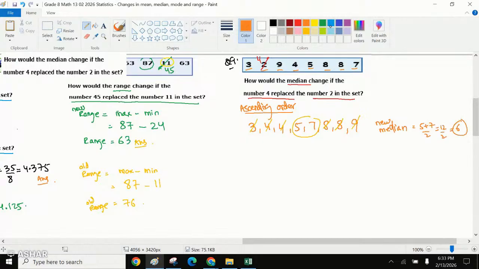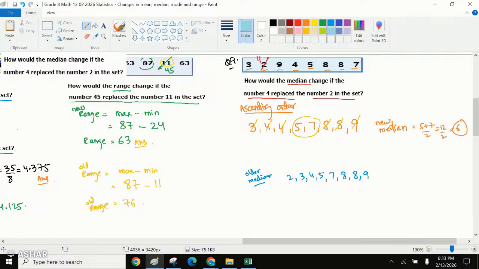Let's see what would be the older median, and let's see why there would be no change. Their numbers in ascending order would be 2, 3, 4, 5, 7, 8, 8, and 9.